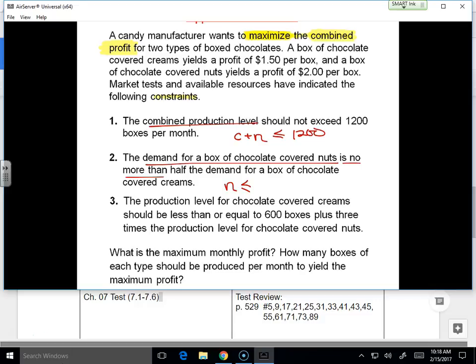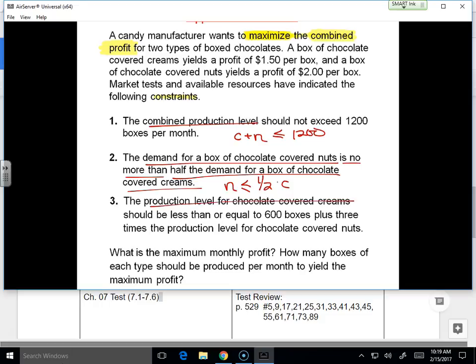Half the demand, half times, right? Box of chocolate covered creams. Got it. Good job, guys. If you don't like C's and N's, of course you could be using X's and Y's. Number 3. What's our third constraint?